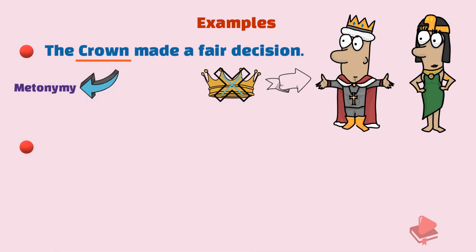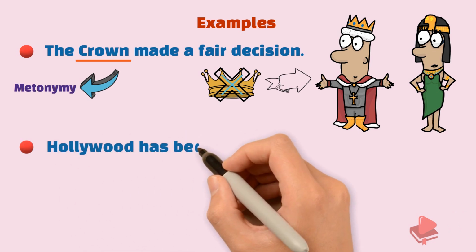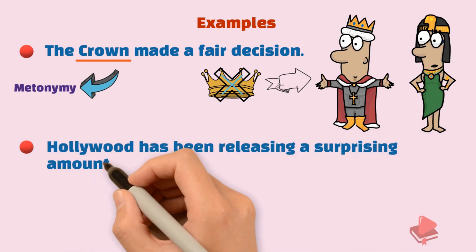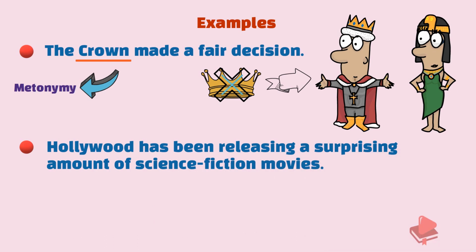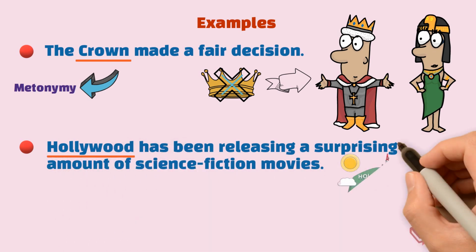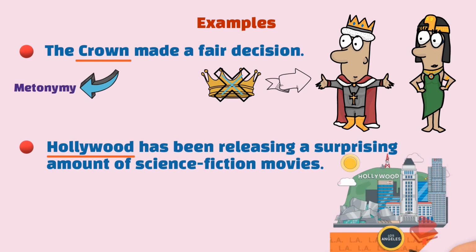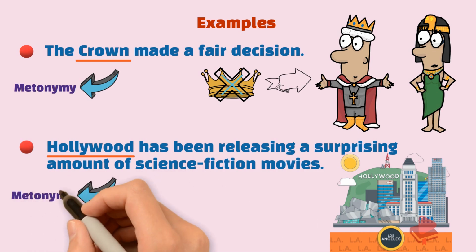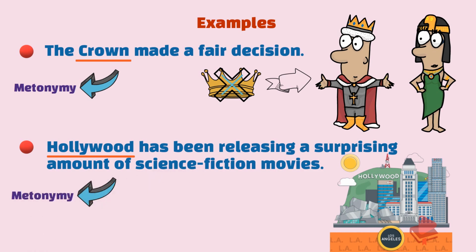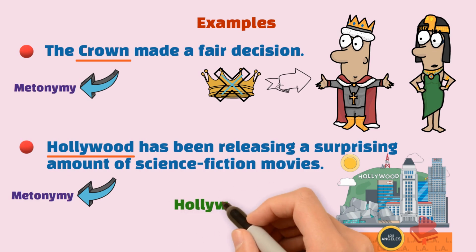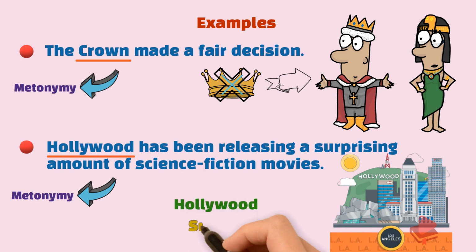Let's see another example. Hollywood has been releasing a surprising amount of science fiction movies. Hollywood is literally a district in Los Angeles, but because it has come to be linked to the entertainment business, celebrities, and movie making, it is a common example of metonymy. Instead of listing various directors and films released in various areas, Hollywood as an associated word will suffice.